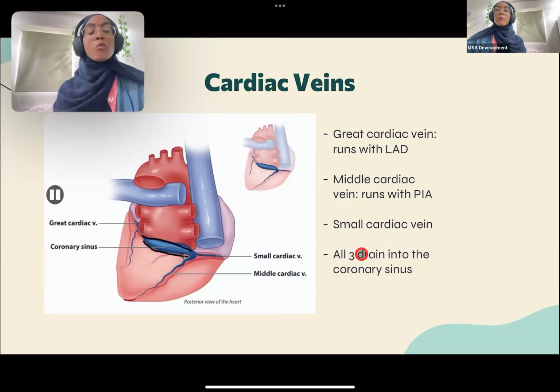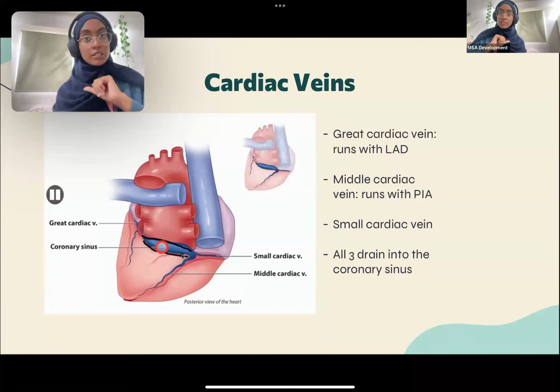Okay. Now, where do all these veins drain? All 3 veins drain into the coronary sinus. Okay. Which then drains, as we mentioned, into the right atrium.